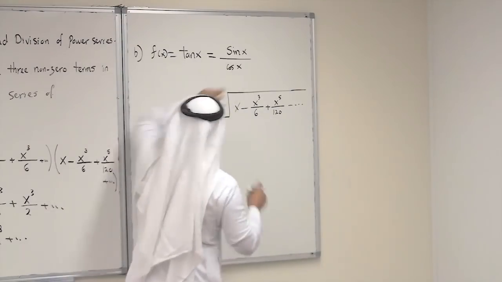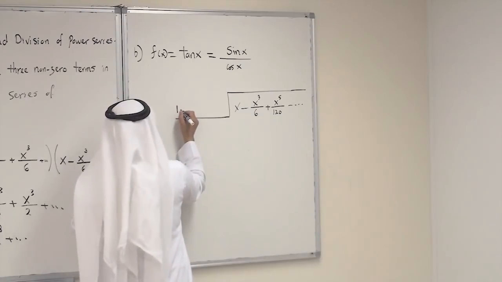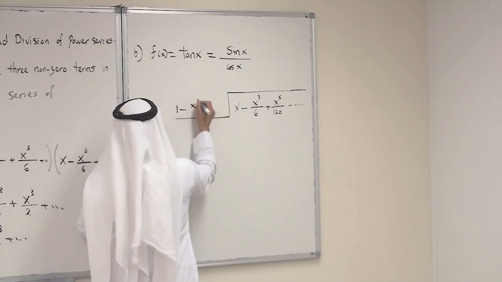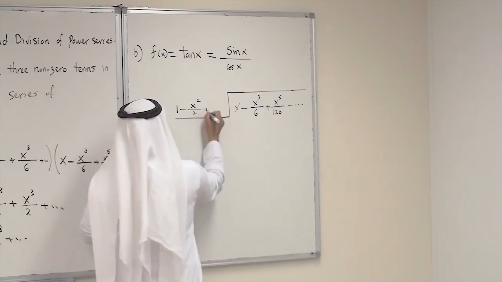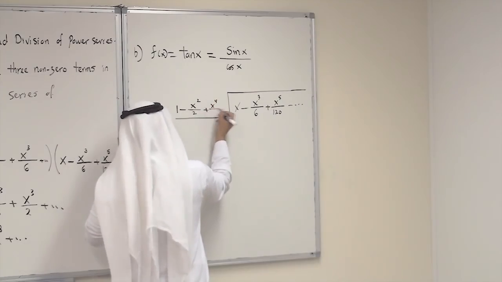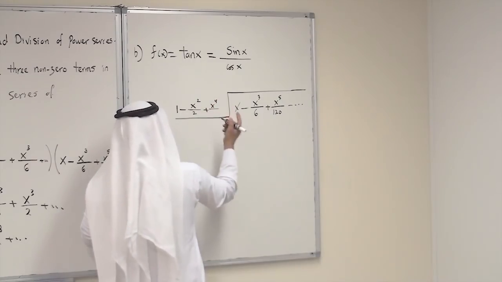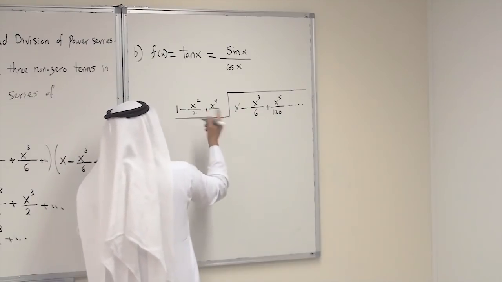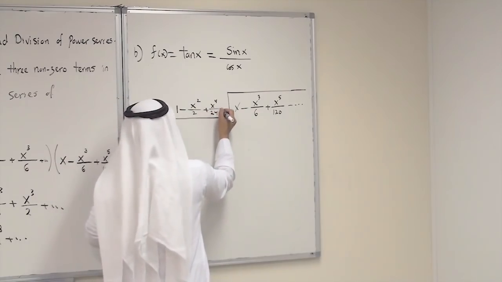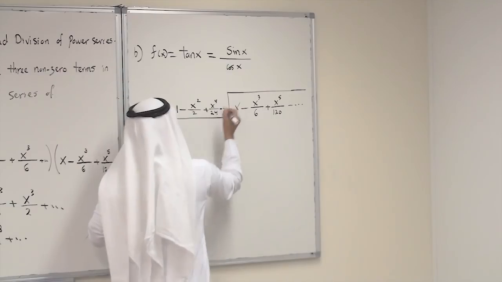What about cosine of x? Cosine of x is given by 1, minus x squared over 2 factorial, that is 2, plus x to the power 4 over 4 factorial. 4 factorial is 4 by 3 by 2, that is 24, minus etc. Okay?